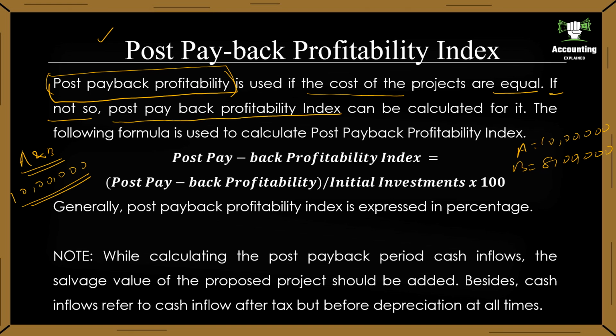The following formula is used to calculate the post-payback profitability index. Post-payback profitability divided by initial investment into 100. First you find out the post-payback profitability, you divide by your initial investment and you multiply by 100, you get the post-payback profitability index. See, here you are multiplying with 100, no? So it is always expressed as a percentage.